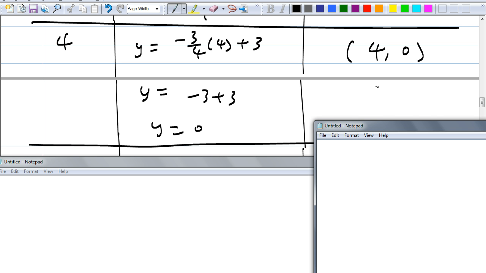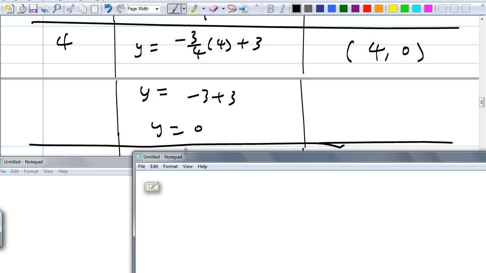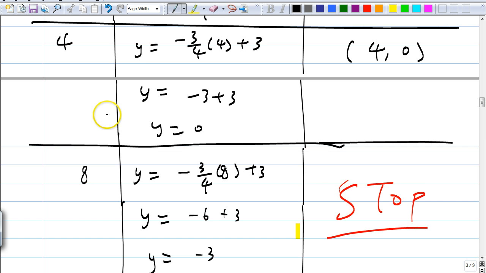All right, now, what's the next number I'm going to plug in? Am I going to plug in 5? No. If I plug in 5, I'm going to get a fraction again. What am I going to plug in next? 8. Okay, very good. When do we stop, right? Okay, let's plug in 8. Everybody try.